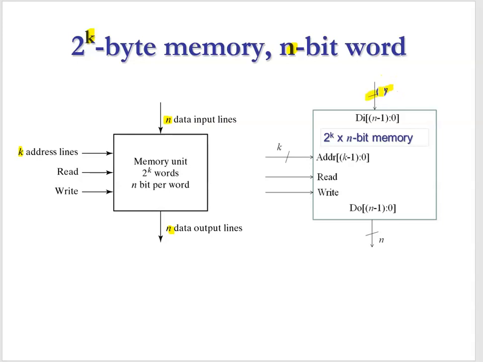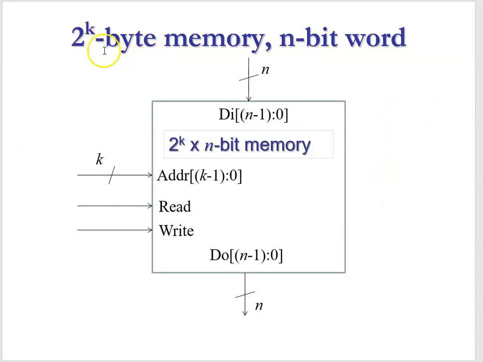So you can do a slash n to show the n input lines. DI I'm using here for data input, DO for data output. And we'll go from n-1 to 0 to get the n lines. Same thing with the address lines, k address lines, k-1 to 0. So that's in general for a 2 to the k byte memory with an n-bit word.